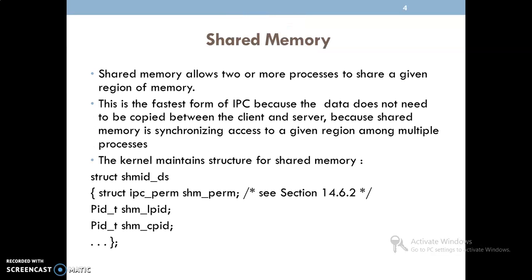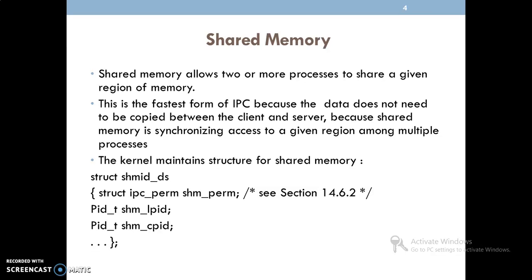First, shared memory. Shared memory allows two or more processes to share a given region of memory. That means, as we know, shared memory is a small amount of memory that has been allocated between the processes. Later on, the processes can access that memory for exchanging data or information. So that concept is what we call shared memory.